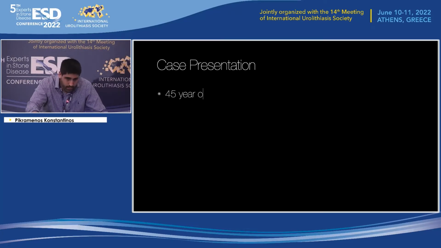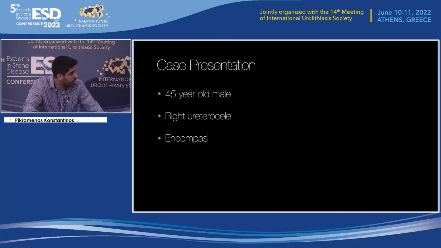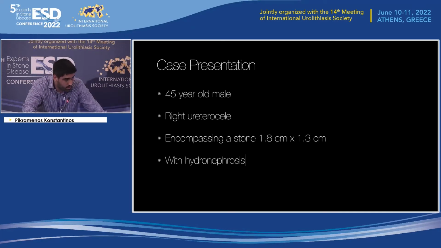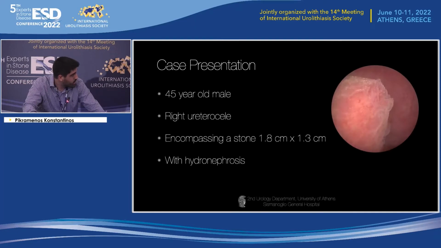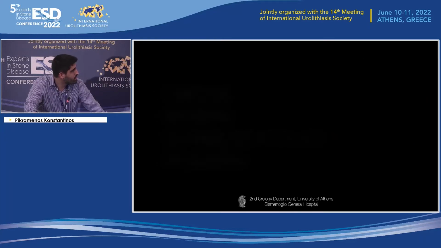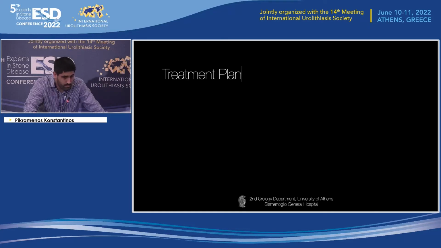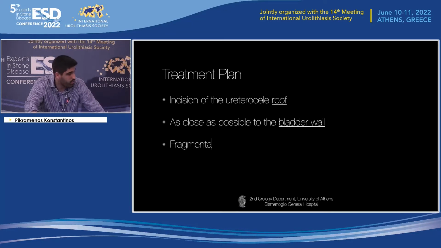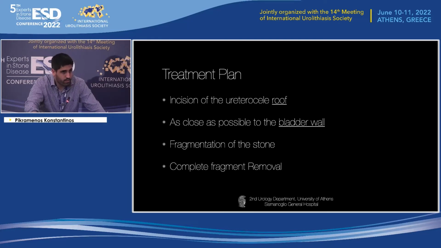In our case, it's a 45-year-old male with a right ureterocele. It's encompassing a stone, 1.8 by 1.3 centimeters, with hydronephrosis. Our treatment plan is an incision of the ureterocele as close as possible to the bladder floor, fragmentation of the stone, and complete removal of the fragments.